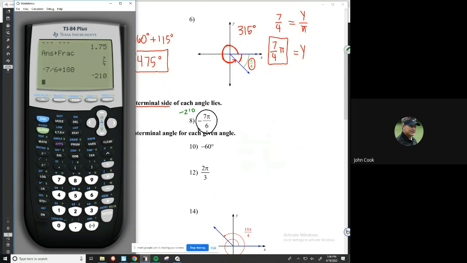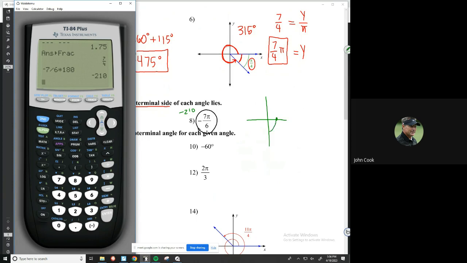Okay, negative 210 degrees. If I have a negative degree measurement, that means that instead of going counterclockwise like this, I start at 0 and I go the opposite direction. So I go clockwise. I just follow the path of an analog clock. So starting at 0, I'd go this way.